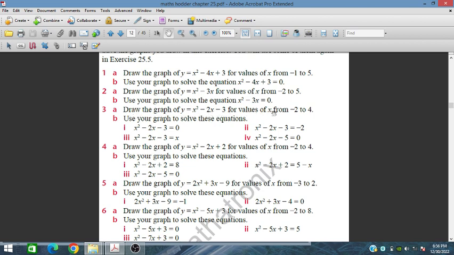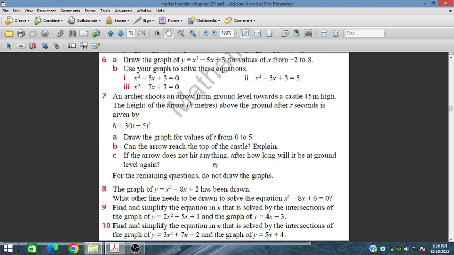to solve these equations. So x square minus 2x minus 3 is equal to 0, x square minus 2x minus 3 is equal to minus 2, x square minus 2x minus 3 is equal to x, and x square minus 2x minus 5 is equal to 0. So we have to solve these 4 different equations relevant with this graph. So we will solve this first and third problem, and let's start.